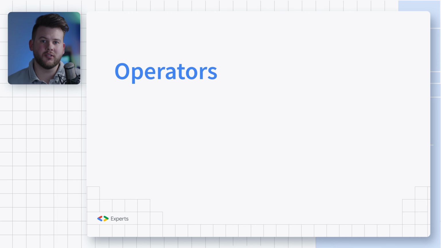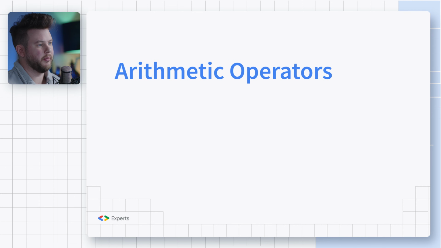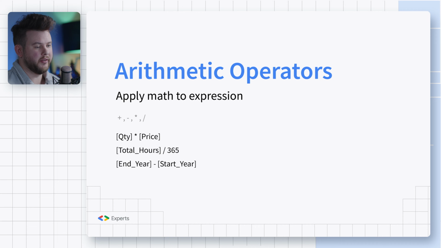Next, we have operators. These are broken down into two different families. We have arithmetic operators and logical operators. First, we have arithmetic operators. These allow you to apply math to an expression. Think plus, minus, multiply, divide. Let's say for an example, you wanted to find the net total. You could multiply the quantity by the price. Or let's say you wanted to find the average hours worked per day. You could take the total hours of the year and divide it by the number of days in a year.